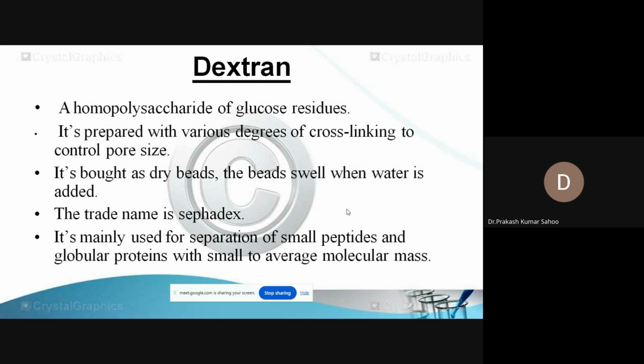It is mainly used for separation of small peptides and globular proteins with small to average molecular masses. So these are the different important aspects of dextran, also known as Sephadex, which is a homopolysaccharide polymer of glucose, cross-linked to control pore sizes, and is very useful for the separation of small peptides with average molecular mass.